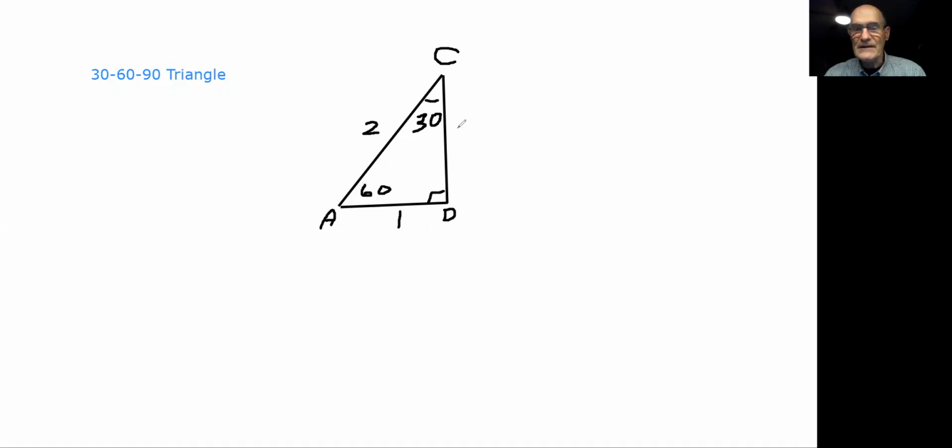Now if I want to find this side over here, which we'll call H, remember we can use the Pythagorean theorem and say H equals the square root of the hypotenuse squared, which would be 2 squared, minus the side squared, which is 1 squared. So H is equal to the square root of 3.